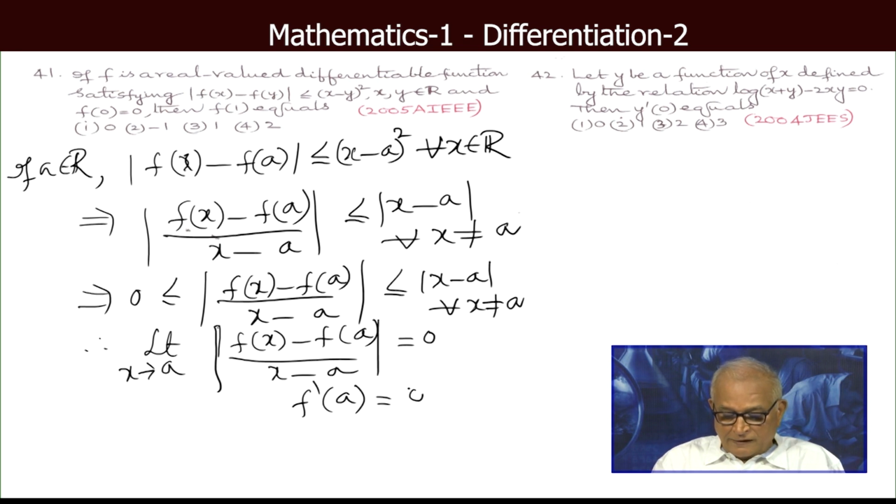What is a? a is any real number. So regardless of how you choose a, as long as a is a real number, f dash a is 0. That means the derivative of f at every real number is 0. f is a constant.